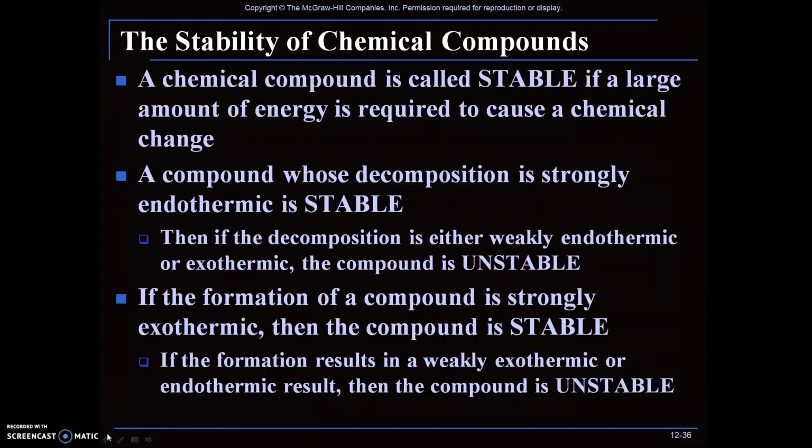Stability of chemical compounds. A chemical compound is called stable if a large amount of energy is required to cause a chemical change. So if it is hard for us to break the compound, it is a very stable compound. A compound whose decomposition is strongly endothermic is stable. So if you are trying to decompose it and you need to give a high amount of energy, then it is a stable compound.